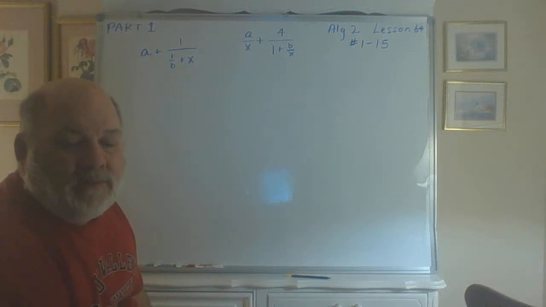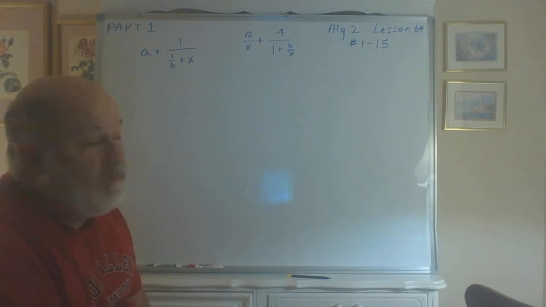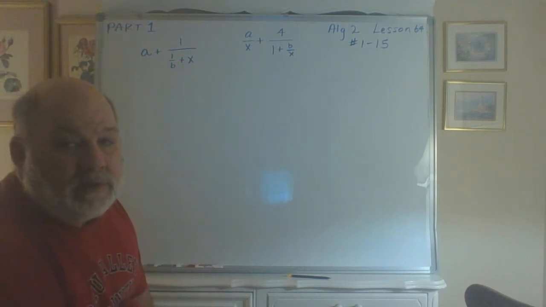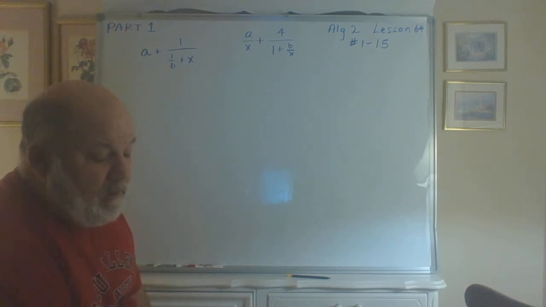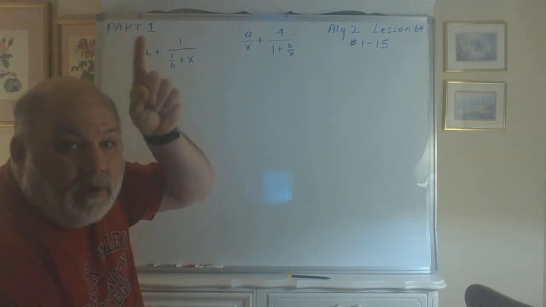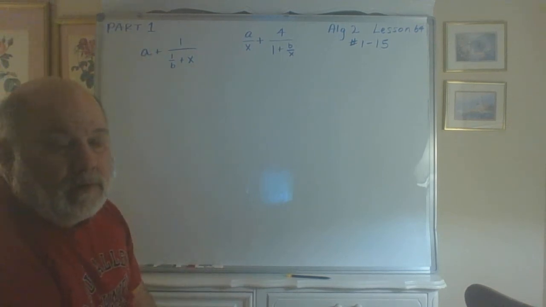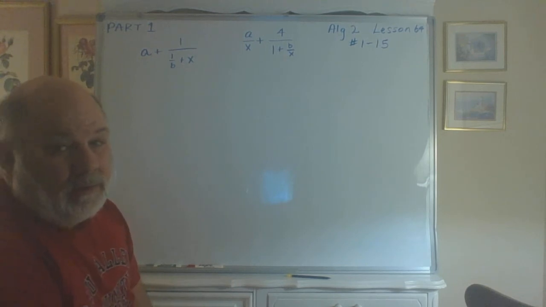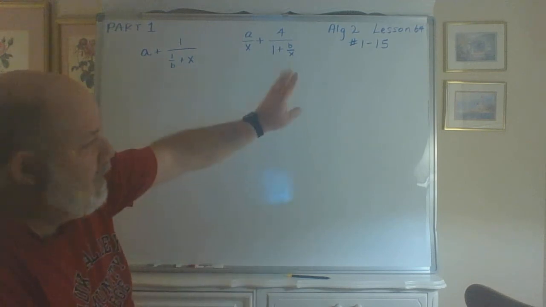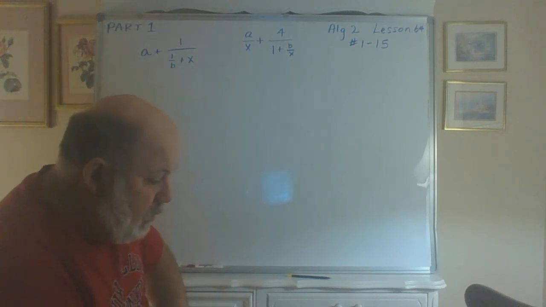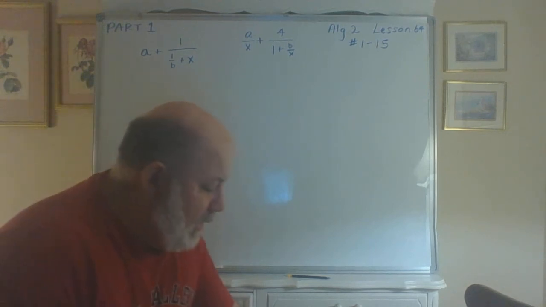Hi everybody, this video is for my Algebra 2 students. We're doing lesson 64 on page 262. Because of the way the lesson is set up, I'm going to do it in two parts. As you can see right there, it says part 1. So this is just going to be 64A. I'll do another video for B, obviously, and I won't add anything to numbers 1 through 15. So let's get right into the lesson.